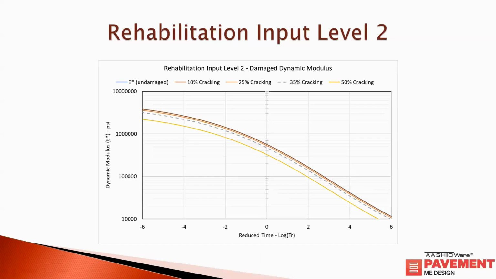And just to show the impact here of the amount of cracking that you enter. So 50% gives you the largest reduction in modulus. Same with the 35, then 25, and 10 is almost no different compared to the undamaged curve.